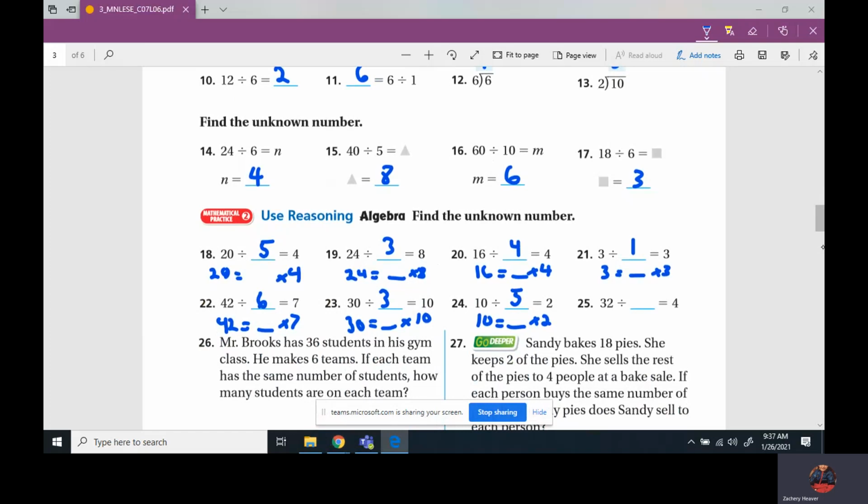David, 32 divided by what equals 4? 4 times what equals 32? Got it. Get this copy down. It's really easy. Easy, work backward. It looks hard, but it's actually really easy.